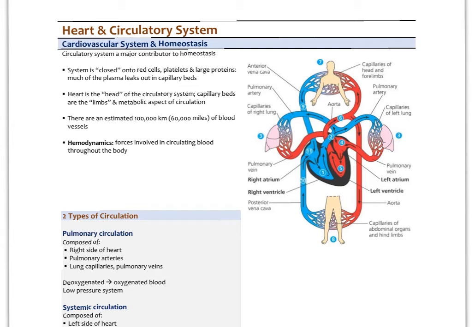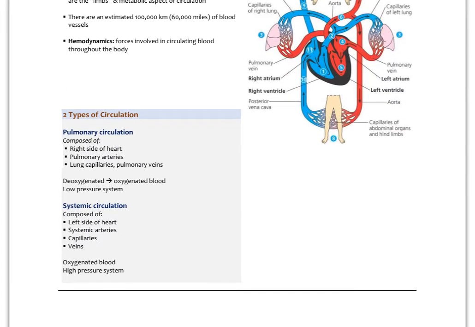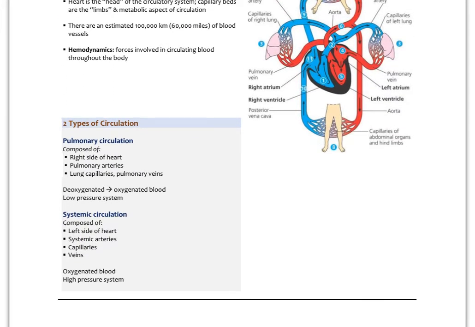Pretty amazing number. So the forces that are involved in circulating the blood throughout the body are known as hemodynamics. We'll be studying some of that here. There's two types of circulation. We can think of a mini circulation going to the lungs. We call that the pulmonary circulation.